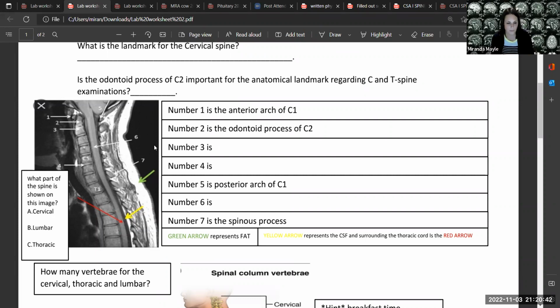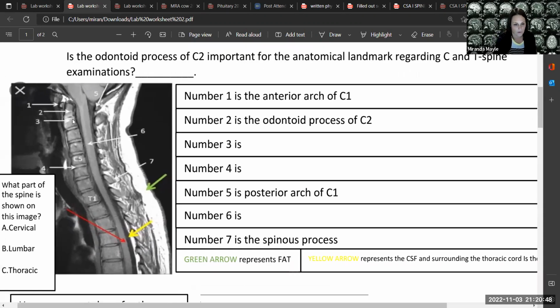All right. So we have some stuff labeled here. You guys already learned this, but here's the anterior arch of C1. Let me make it a little bigger for you. Anterior arch of C1, our odontoid process sticking up. Here is our posterior arch of C1. You all know this: spinal cord, CSF around the spinal cord. What weighting is this? What scan is it? Good. First time we got to see a T1 on here.